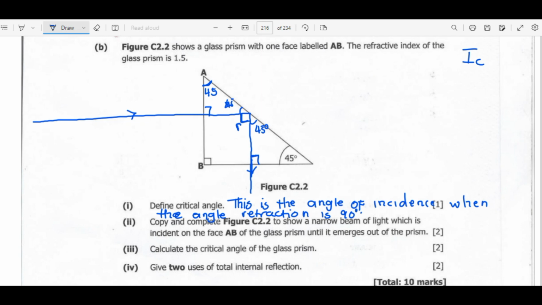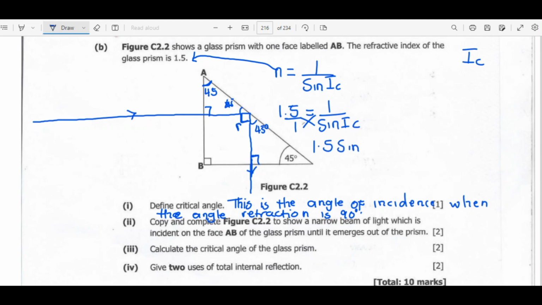The symbol for refractive index is small letter n, which is equal to 1 over sine of critical angle. Then where there is n, we are going to substitute the 1.5 since it's given. Then we are going to cross multiply. So our task is to solve for IC. So we cross multiply. So 1.5 times sine IC, this is 1.5 sine IC.